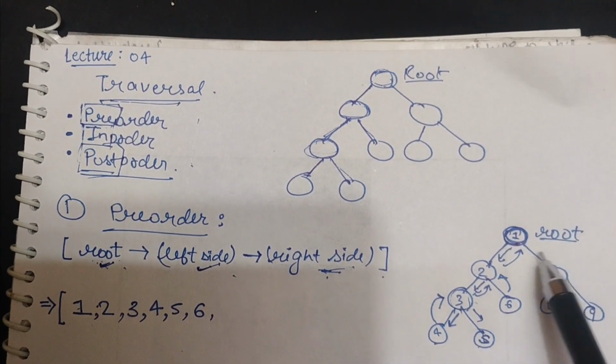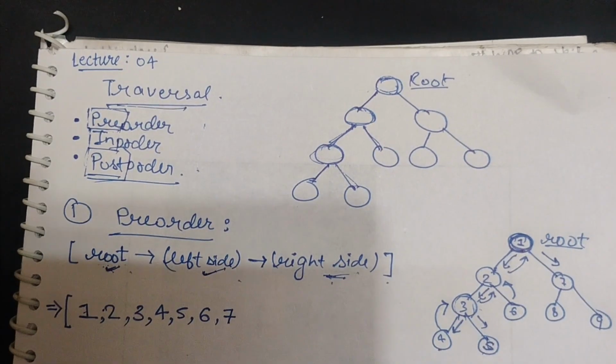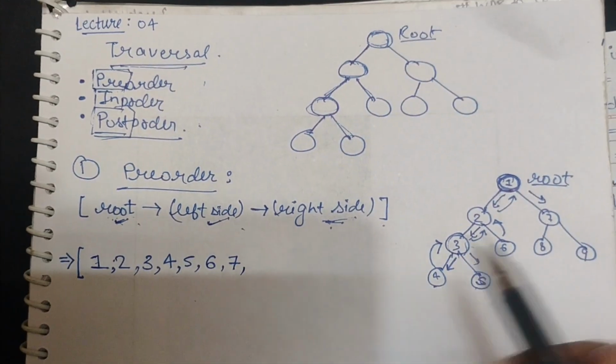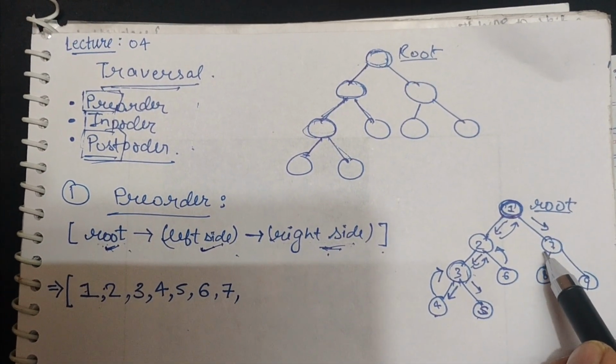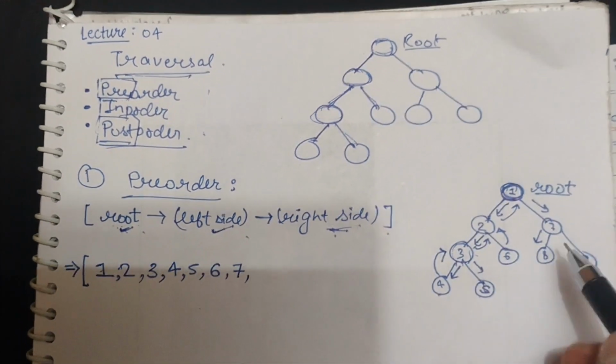Now it will move to right. Okay, it will move to right. Here we get 7. Okay, from this 7, does it have a left? Yes, it does have a left node. So it will come to 8.